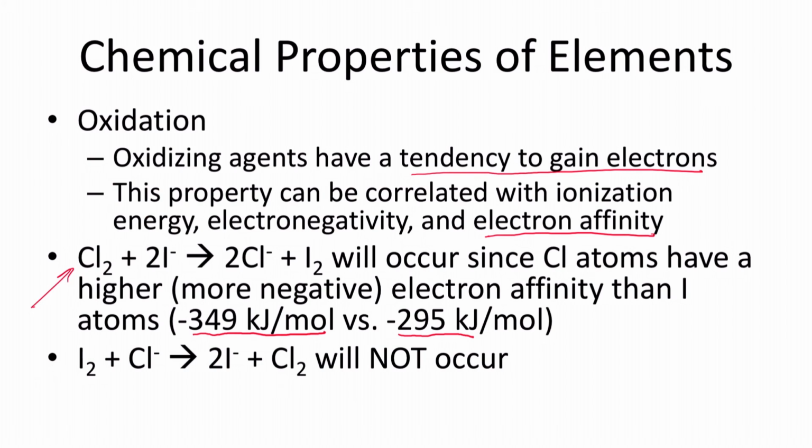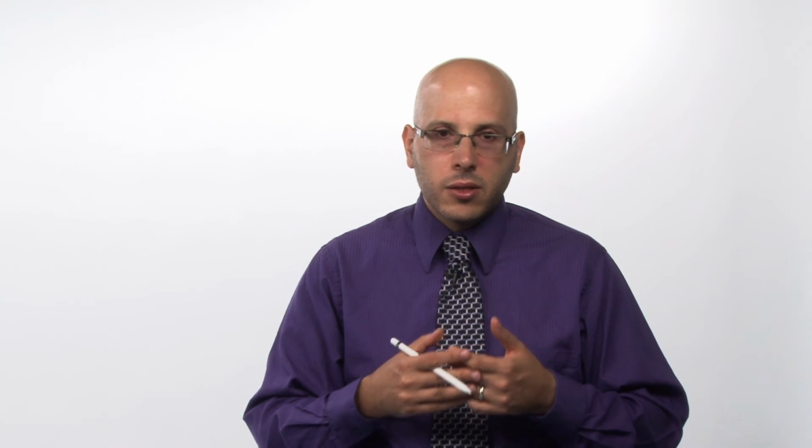Whereas if you try to do it in the opposite direction and start with iodine to make iodide and start with chloride to make chlorine, that's not going to work. The energies are going in the wrong direction. And so this is a good example of how you can predict what kinds of reactions will take place based on where the different things are in the periodic table.